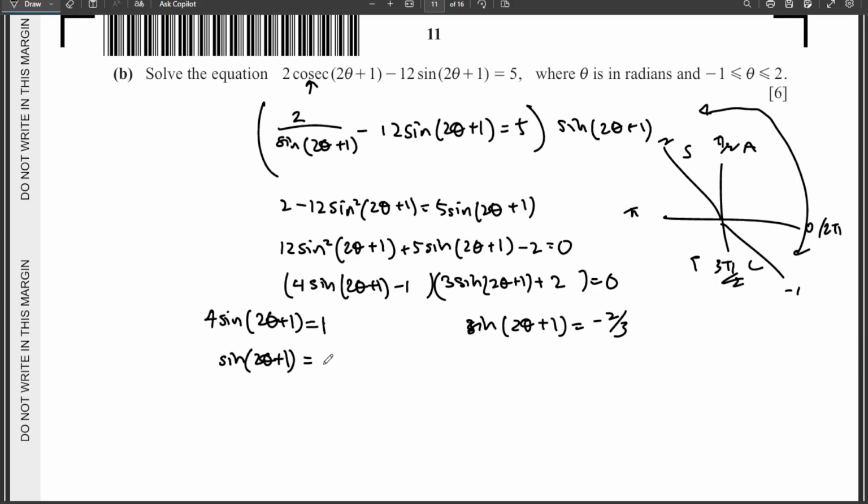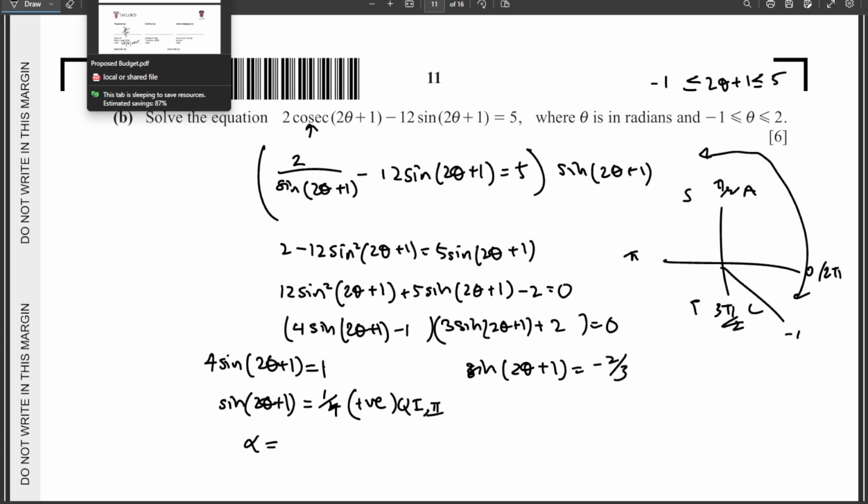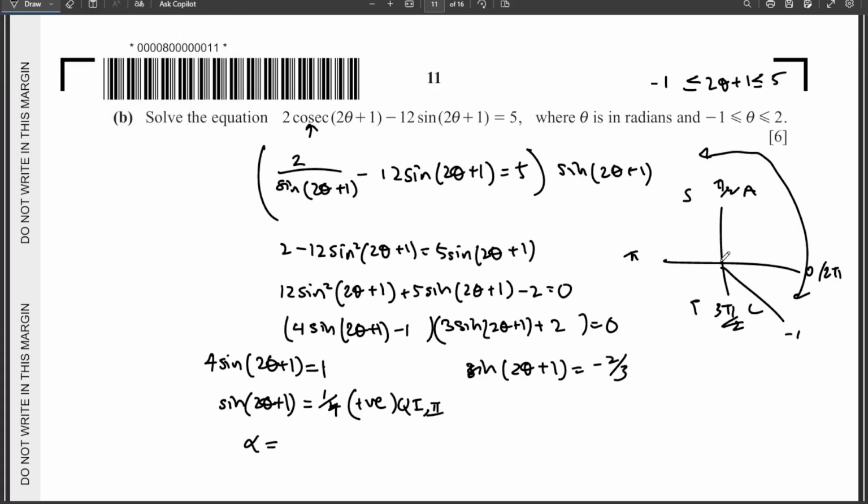So in the first case, our sine is a positive value. So it exists in quadrants 1 and 2. So let's get the basic angle. Let me just do this first. So theta is within this, and then theta plus 1, 2 theta plus 1. So 2 theta plus 1 will be between 5 and -1. So I can expand this even further. 5 should be also around here. So all quadrants basically exist.